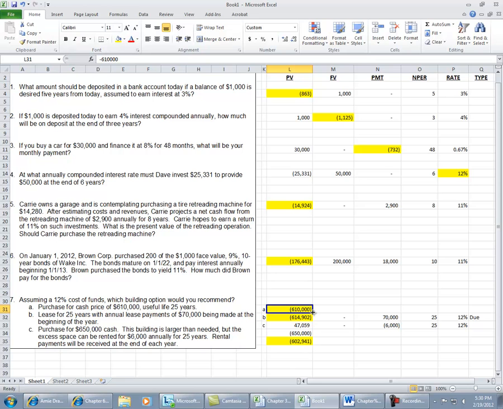So A is going to be 610, B is 614, and C is 602. So you can see in this case, the cheapest for us would be scenario C, because the present value of all of the cash flows is the lowest in scenario C. So we would choose C.